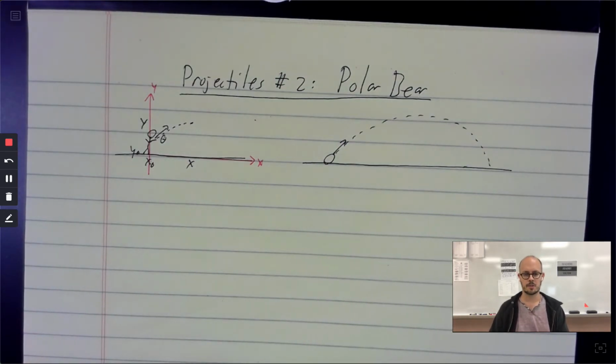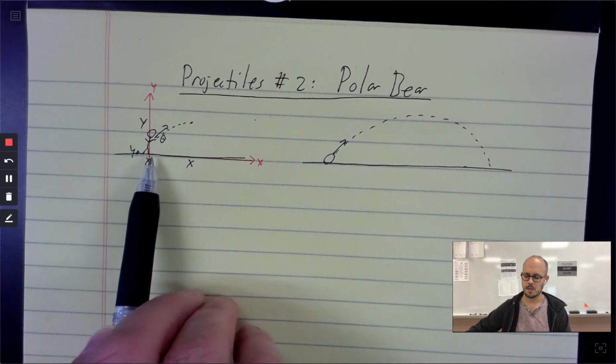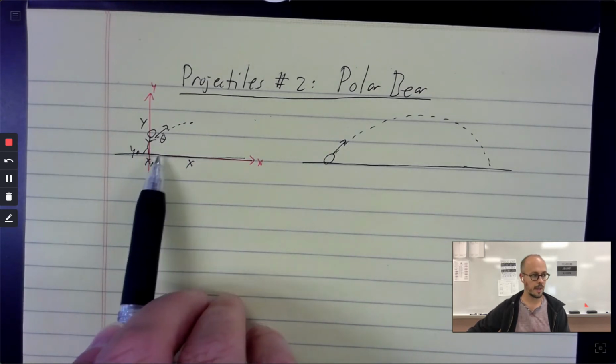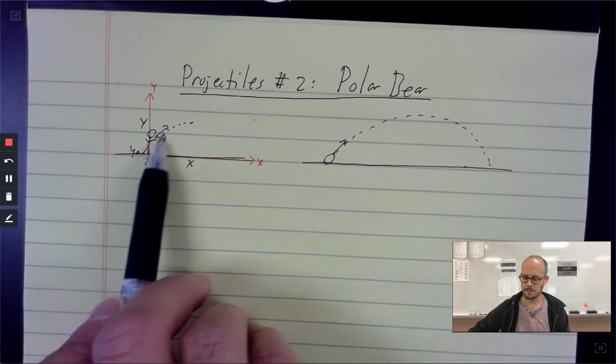Any projectile that's launched upward at any angle is going to have a fixed maximum height that it can reach, based on the initial vertical velocity and the acceleration due to gravity. So that's what this is concerned with. I've imagined the polar bear as a person-shaped thing jumping off the ground at some angle, and the polar bear travels up in the air to some point.